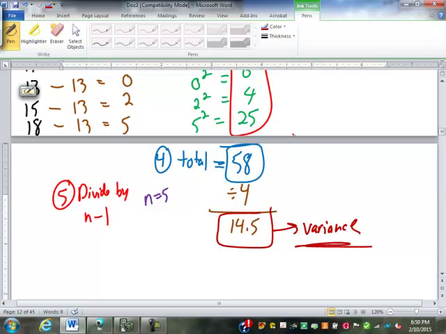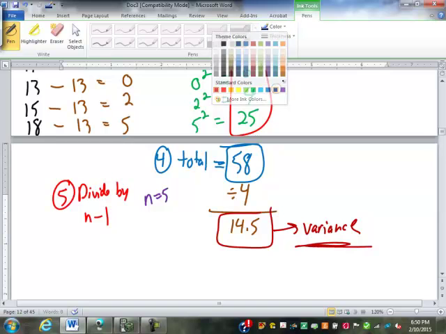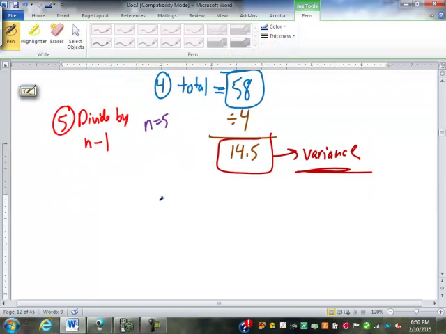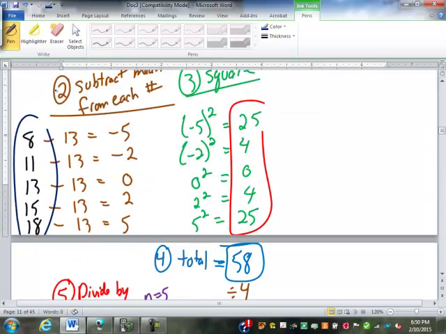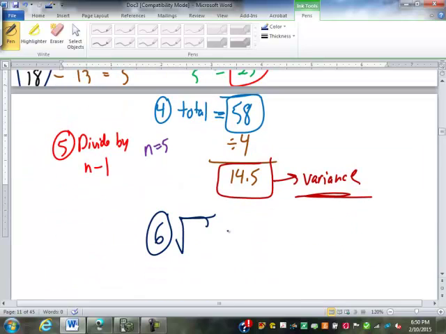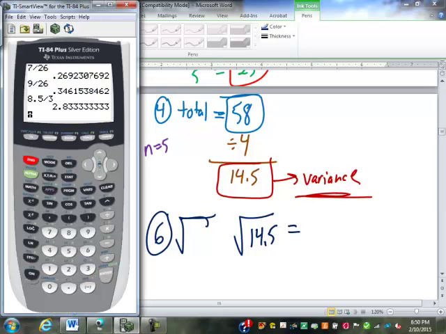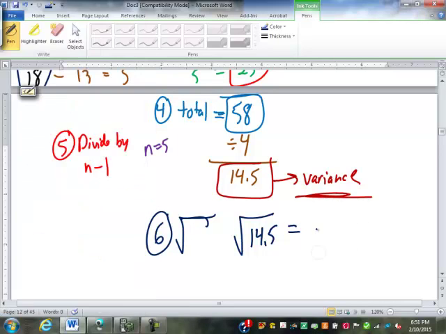But to find the standard deviation, there is a 6th step. Step 6 is square root. Because there's 5 numbers in the list, but we're dividing by n minus 1. So if n is 5, we're going to divide by 4. So we do the square root of 14.5. Gives us 3.74. Oops, the decimal point goes there.